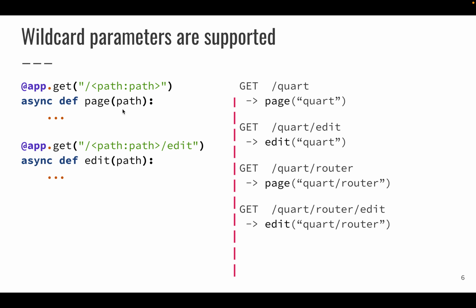But again, there's a bit of complexity here, which we should be aware of. If we define this route that says any get request to anything that trails with slash edit should call this function, not that one. To make that very clear, get slash quart, we should call page with the value quart. Get slash quart slash edit should now call edit, again with the value quart, because that's the parameter part. And hopefully, if you follow this, it's all very clear. Get slash quart slash router calls page, quart router, and get quart slash router slash edit should call edit with the value quart slash router.